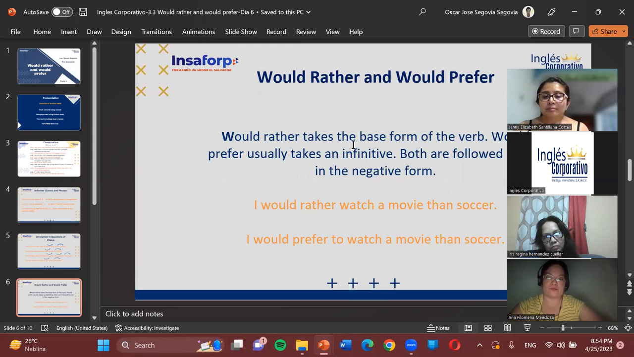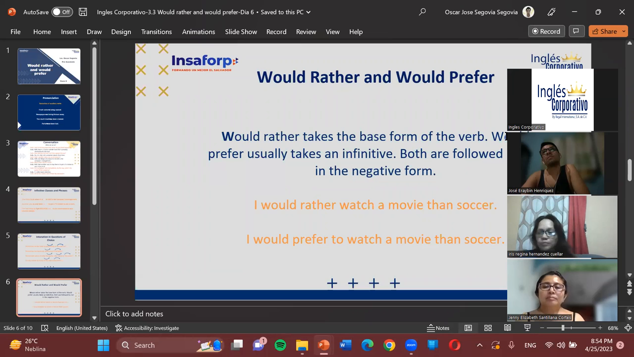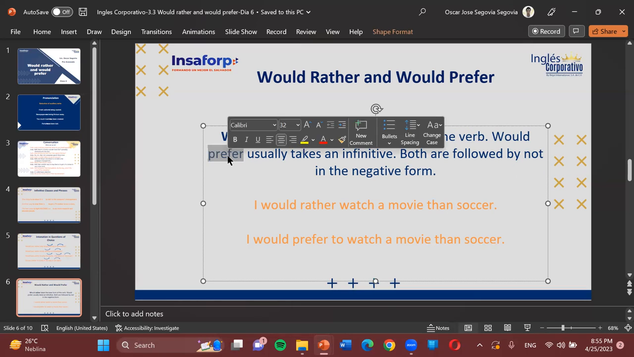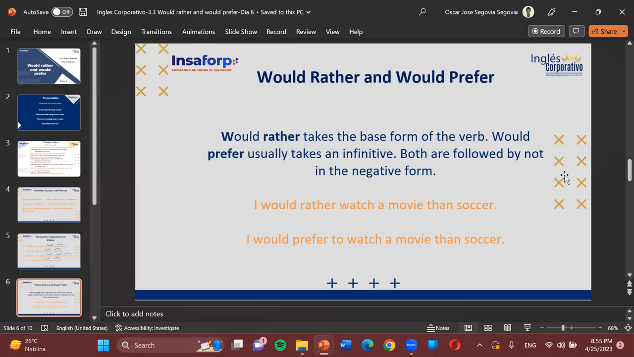Okay, so, would rather takes the base form of the verb. Normally, this is more taken from a grammatical standpoint. Sí, esto es más desde el punto de vista gramatical, no necesariamente desde el punto de vista del uso de la palabra, okay. Sino que es más en cuestión de gramática, ¿verdad? No lo que acabo de explicar, sino que esto es el cómo lo vamos a escribir, básicamente, las oraciones con cada uno de ellos. Okay, so would rather takes the base form of the verb, and would prefer usually takes an infinitive.